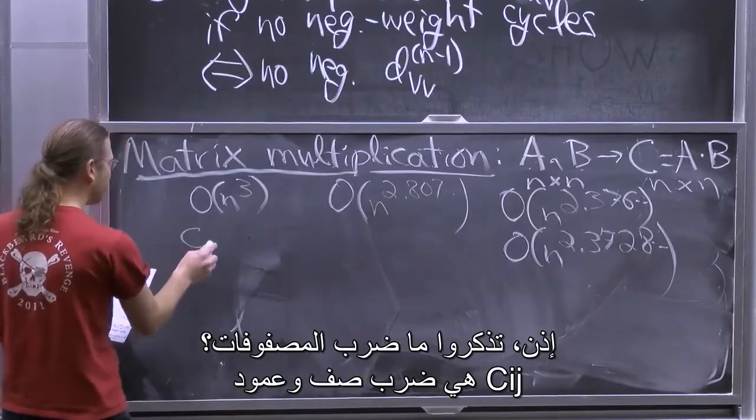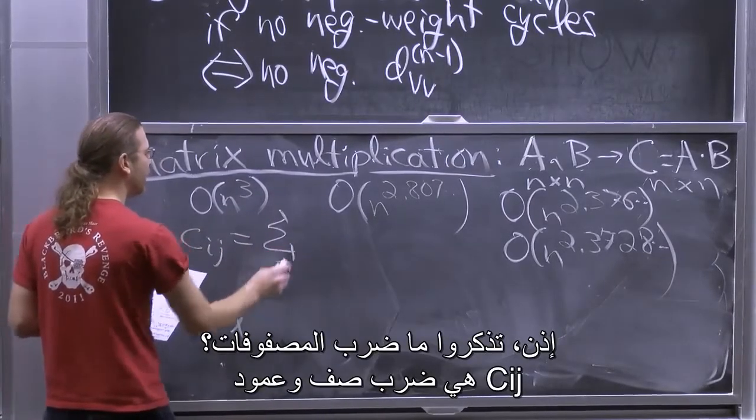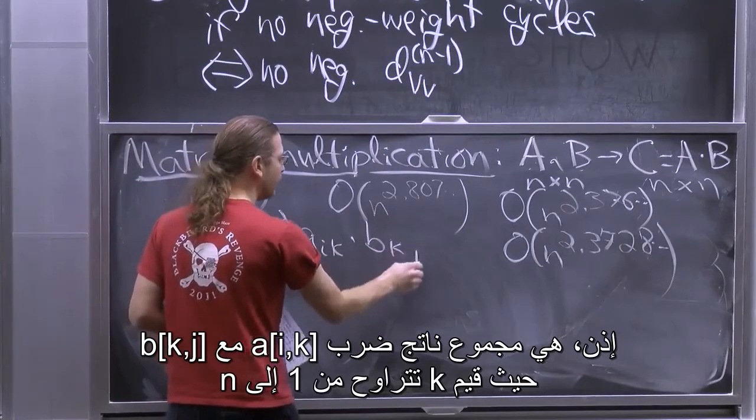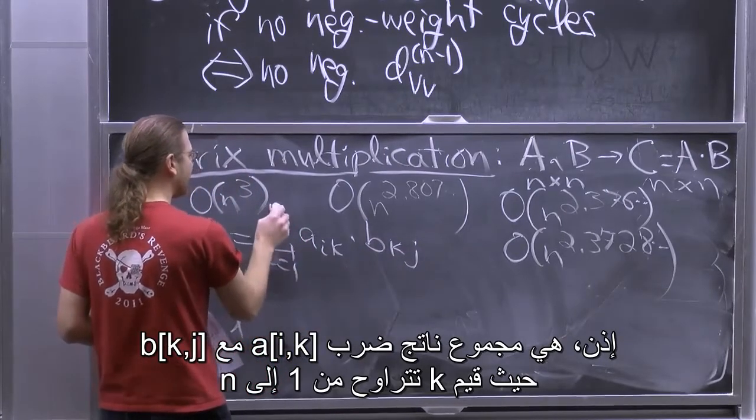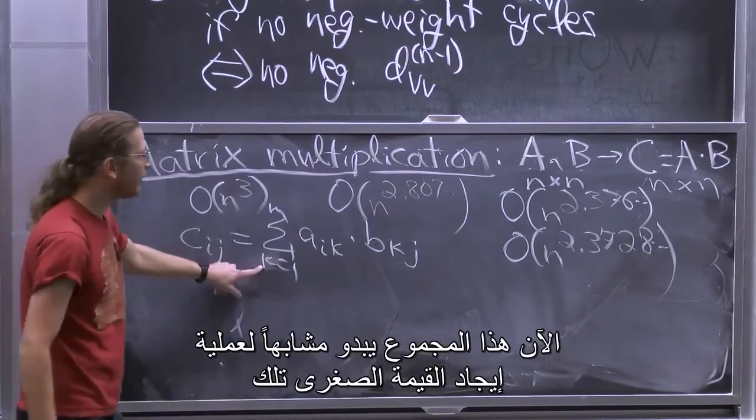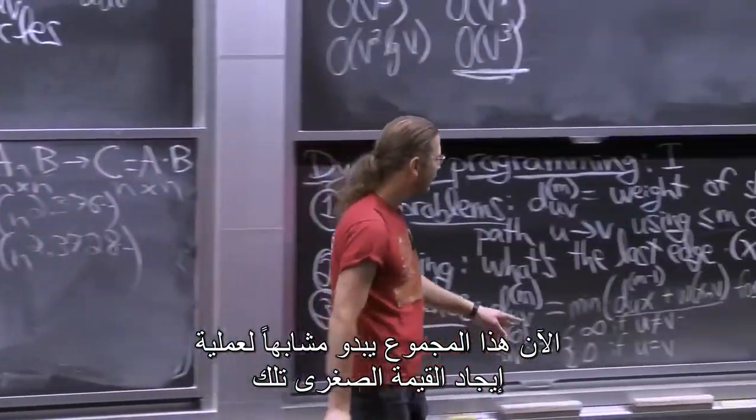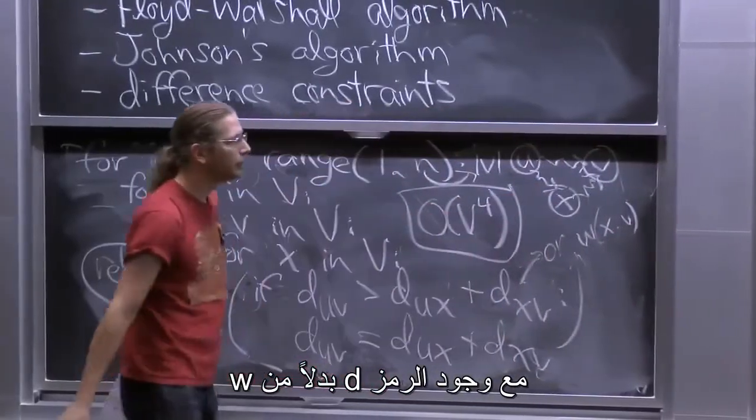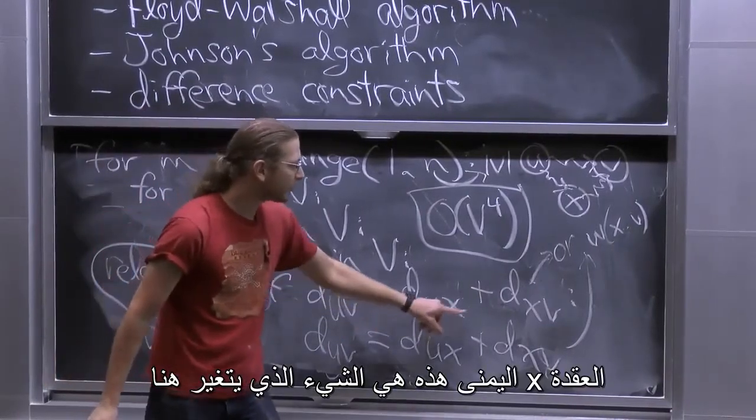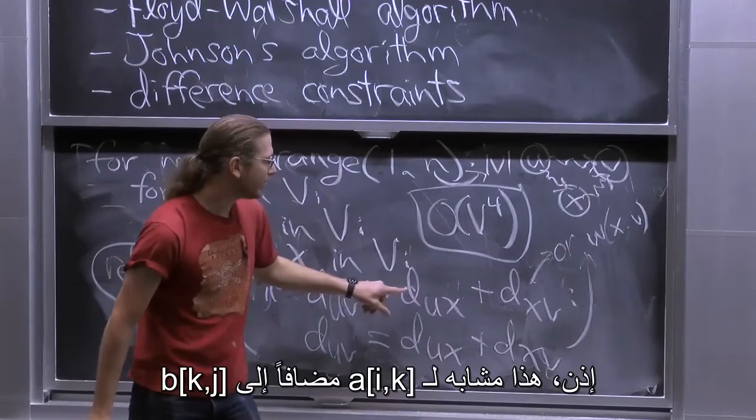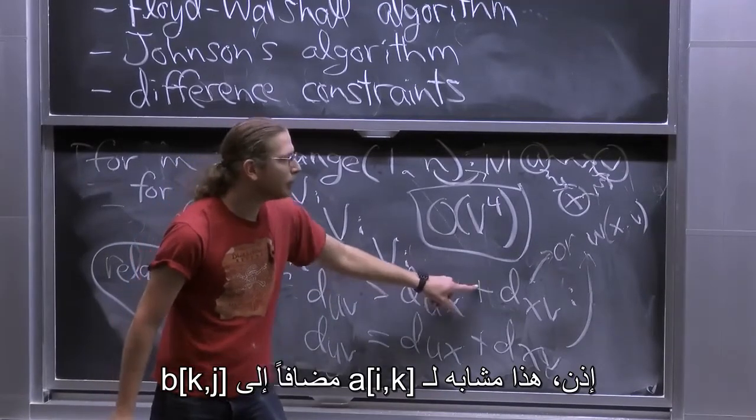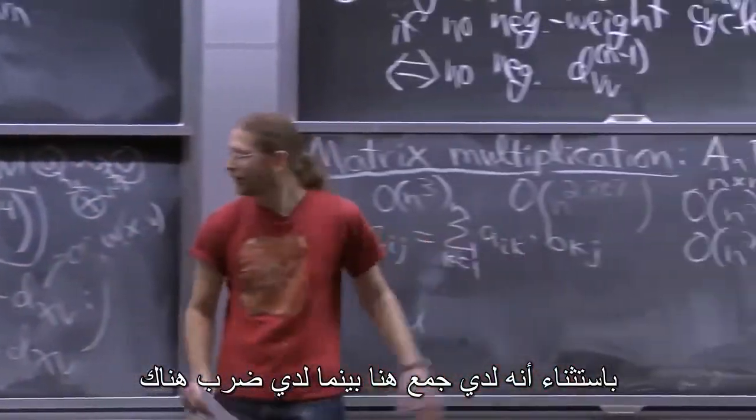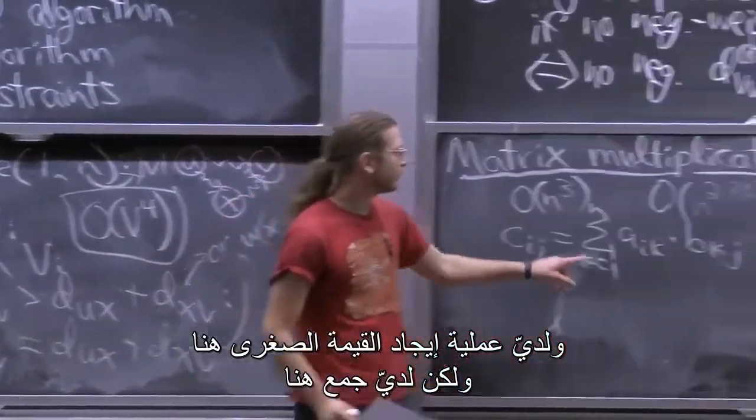So remember, what is matrix multiplication? C_ij is a dot product of a row and a column. So that's the sum of A_ik with B_kj, k equals 1 to n. OK, now that sum looks a lot like that min, actually more like the way I wrote it over here with the d's instead of the w's. Here, x is the thing that's varying. So this is like A_ik plus B_kj, except I have plus here, whereas I have times over here, and I have a min out here, but I have a sum over here.